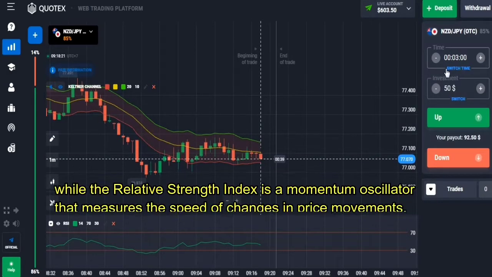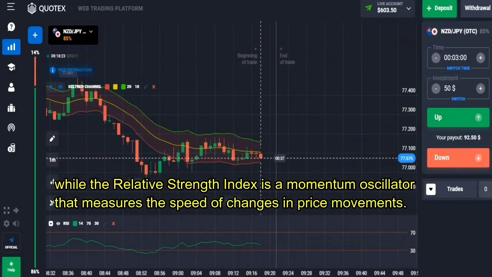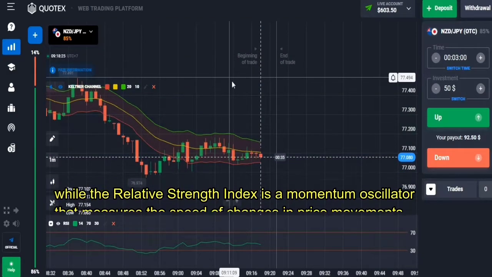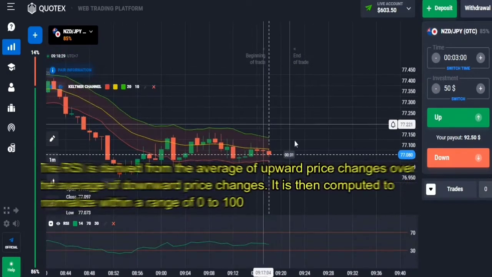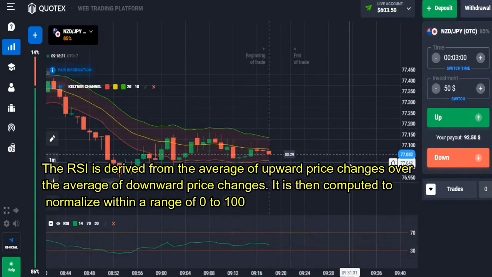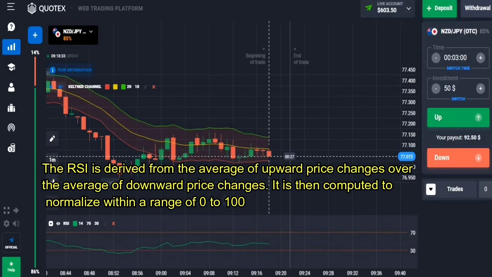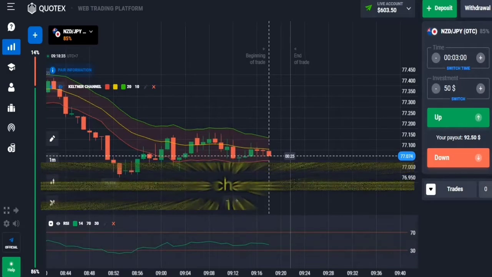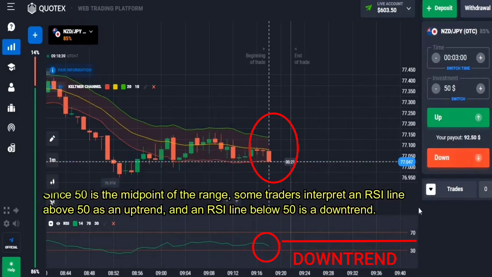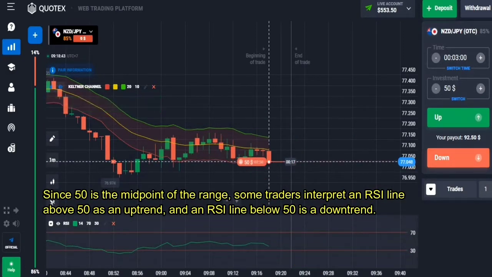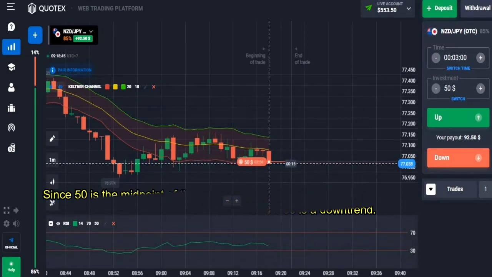While the Relative Strength Index is a momentum oscillator that measures the speed of changes in price movements, the RSI is derived from the average of upward price changes over the average of downward price changes. It is then computed to normalize within a range of 0 to 100. Since 50 is the midpoint of the range, some traders interpret an RSI line above 50 as an uptrend, and an RSI line below 50 as a downtrend.